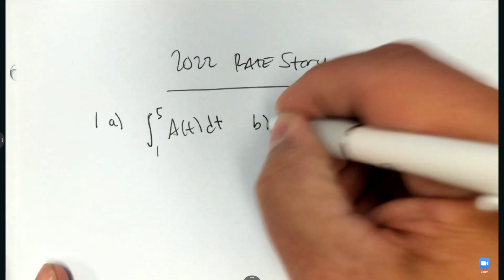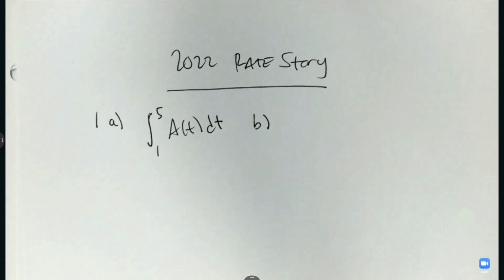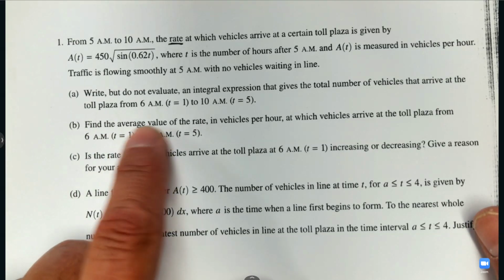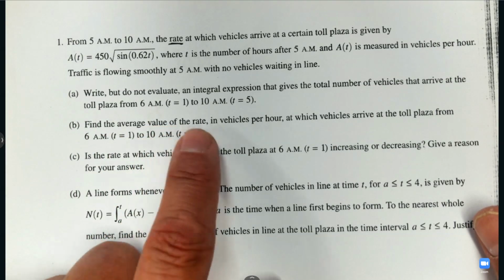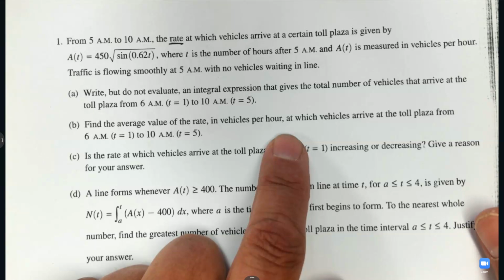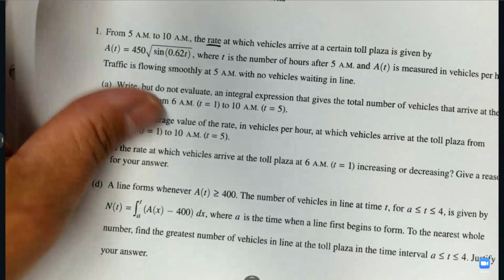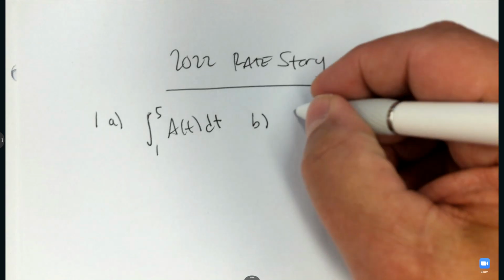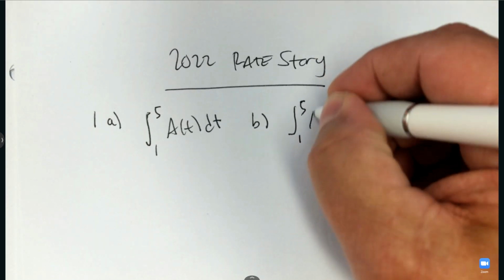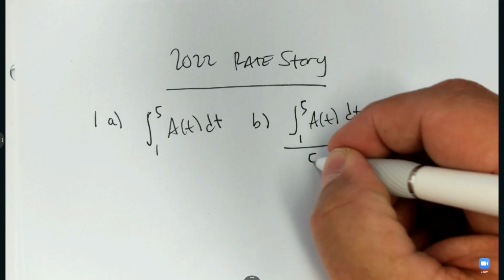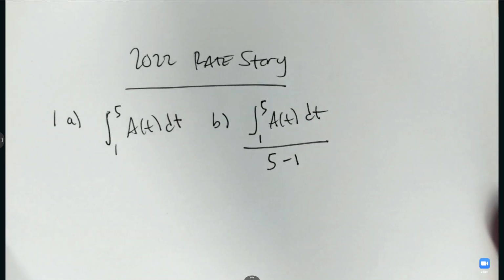Part B. Find the average value of this rate in vehicles per hour at which vehicles arrive from 1 to 5. How do you find the average value of a function? Also, an integration question. So we're going to do the same integration 1 to 5. But when you find the average value, you divide by the difference of the bounds. So we're going to put this in our calculator.